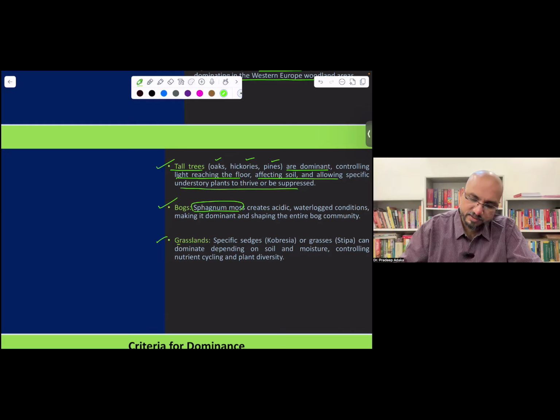In grasslands, you see specific grasses and sedges. Sedges are also a type of grass, but if you see the stem, it is triangular. The transverse section of the stem will be triangular. If you see the transverse section of a normal stem, it will look like this, right? A normal stem transverse section looks like this, but sedges have stems like this.